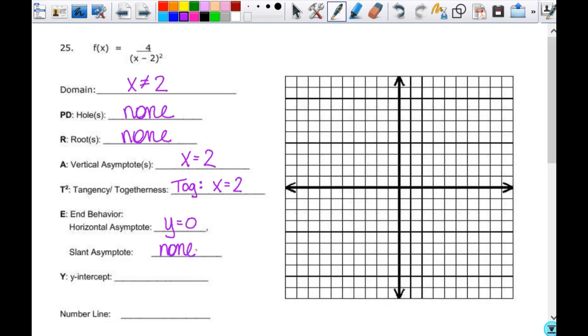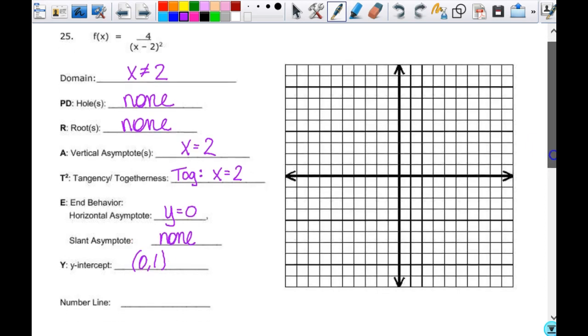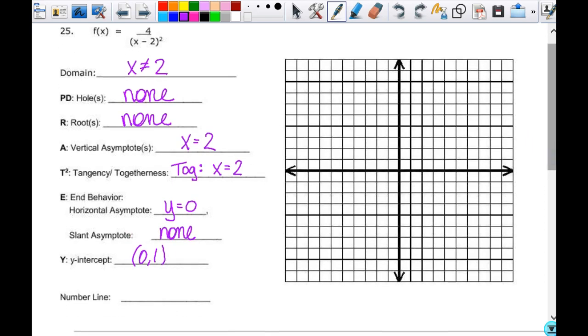Y-intercept, when I set x equal to 0, that's going to give me negative 2 squared, which is 4, so I end up with 0, 1. Okay, so on my number line, I get to put my roots, which I don't have, my vertical asymptote, which I only have one of, so I'm here at 2.